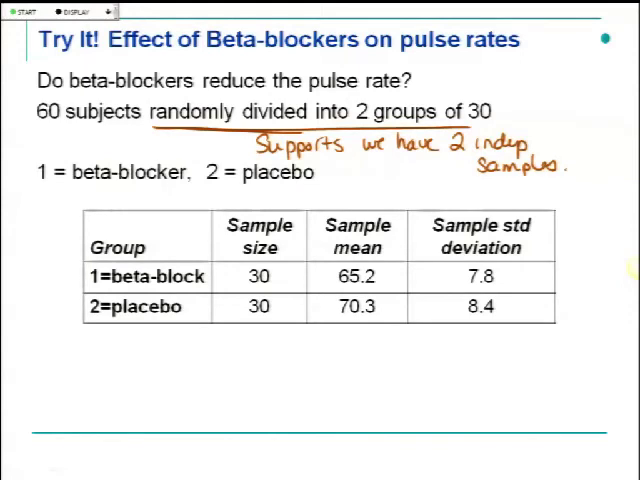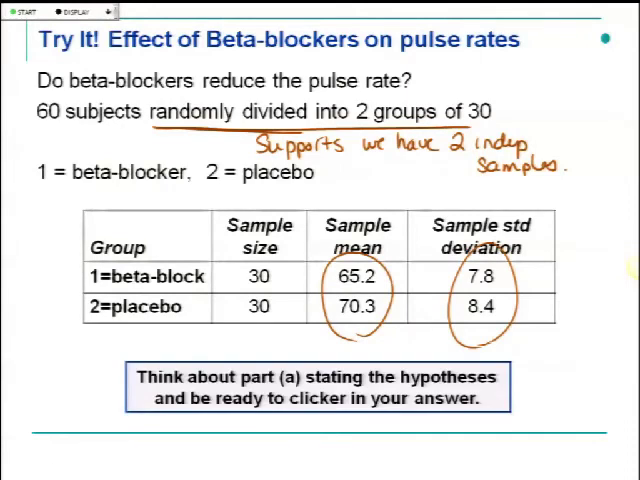All right, we do have some data here. We've got the sample means. Does it look like descriptively the treatment was helpful in reducing pulse rates on average? 65 versus 70. And then we have two standard deviations over here too. Now the first step, of course, is to state the hypotheses that we want to test. That's where we'll have a clicker question for your choice in part A. So think about what the hypotheses will look like. You have those three options.